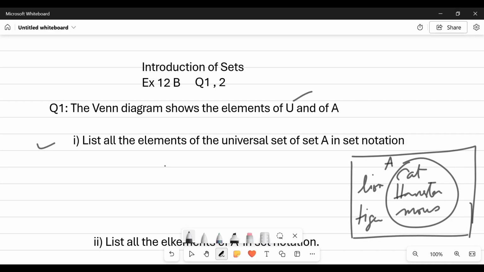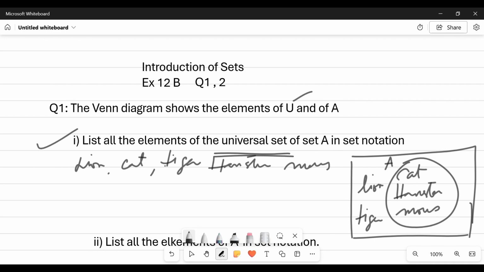The first part lists all the elements of the universal set, all the elements including inside the circle and outside the circle. So how many elements are there? There are 5 elements. The first answer for this universal set is lion, cat, tiger, hamster, mouse. 1, 2, 3, 4, 5. Okay, the first answer is done, and this is the universal set.